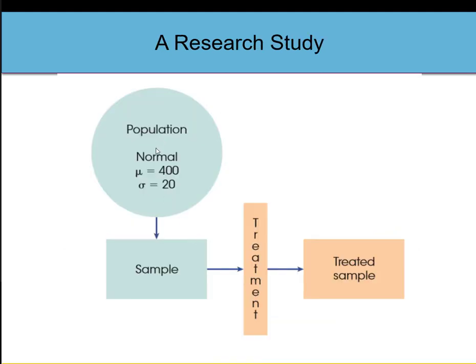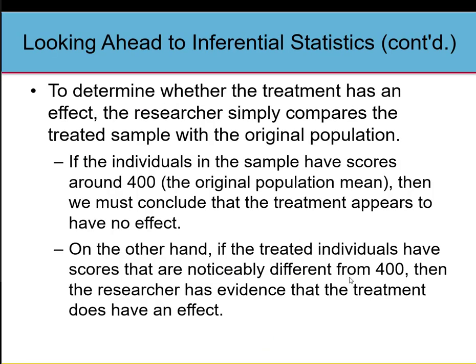So we consider we have a population that's normally distributed. We have a mean of 400 and a standard deviation of 20. Say this is all high school teachers in a particular district. That's our population. We take a sample of whatever size, okay? We implement a treatment, and then we test our treated sample. We want to know if the treatment has had an effect.